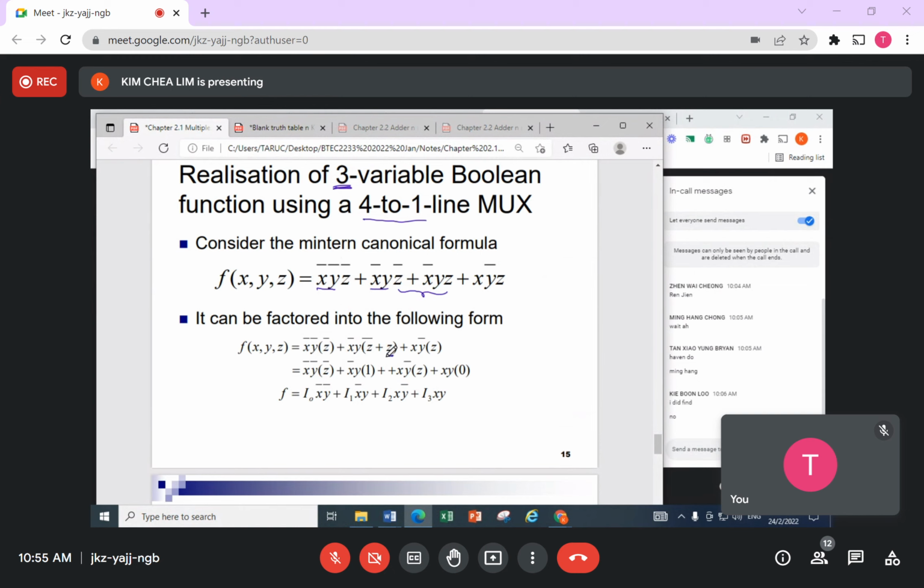Okay, we can combine them. Last one, take out the XY, left with Z. Of course, remember your Boolean algebra, this is equal to 1. All right, equals to 1.